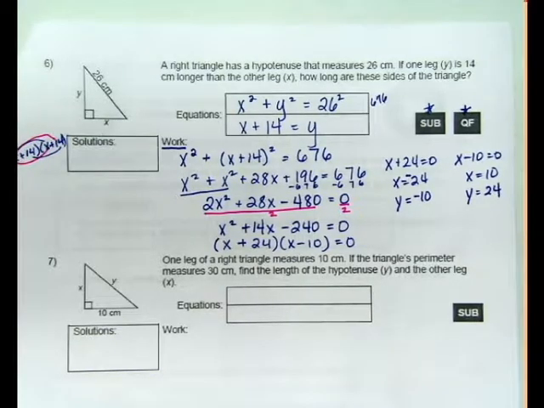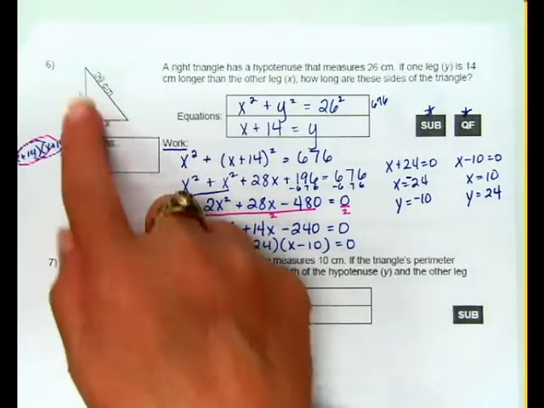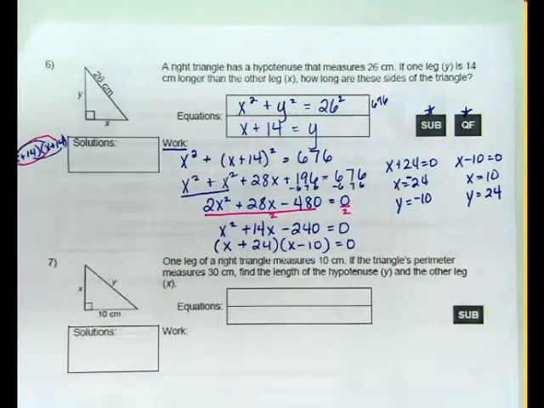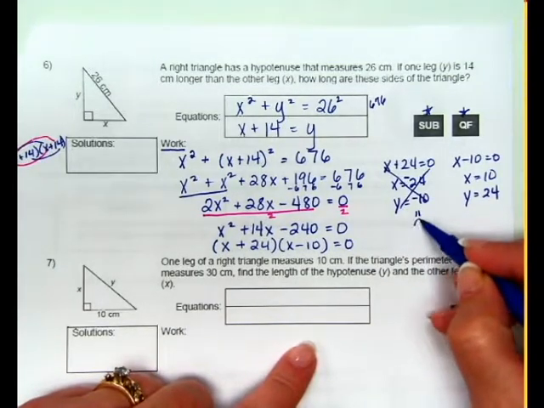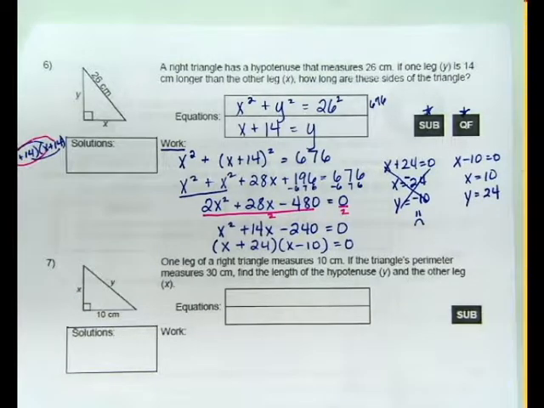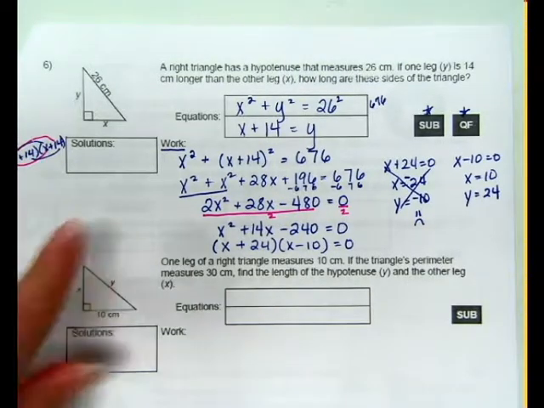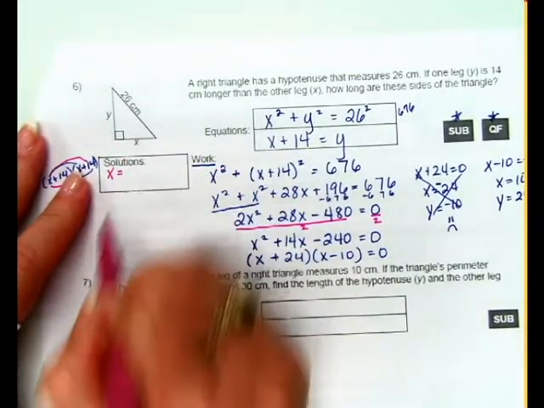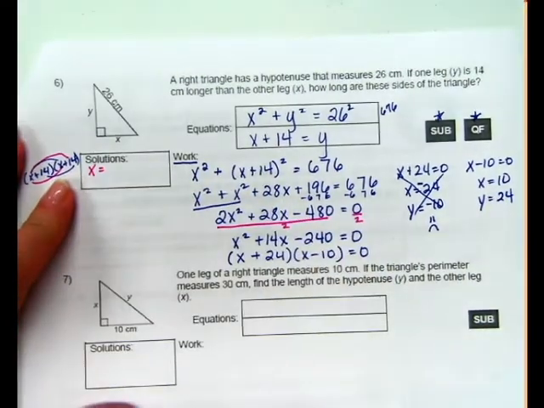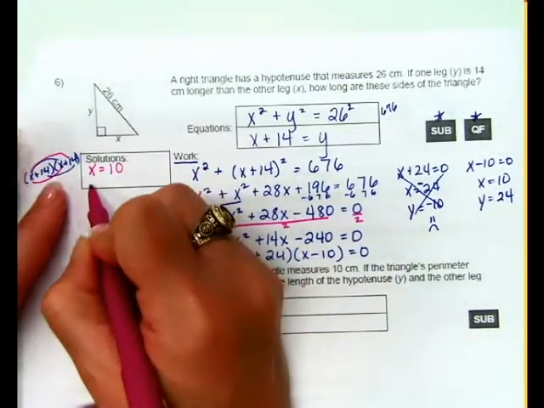So now I have to actually answer the question, and he's bringing up a really good point. Say that again. In this problem situation, can one of these legs equal a negative length? No. So this, that gets a frowny face. Okay? When I go to write my solutions in my solution box, what does x equal? What does x equal? 10. Okay. And what does y equal?